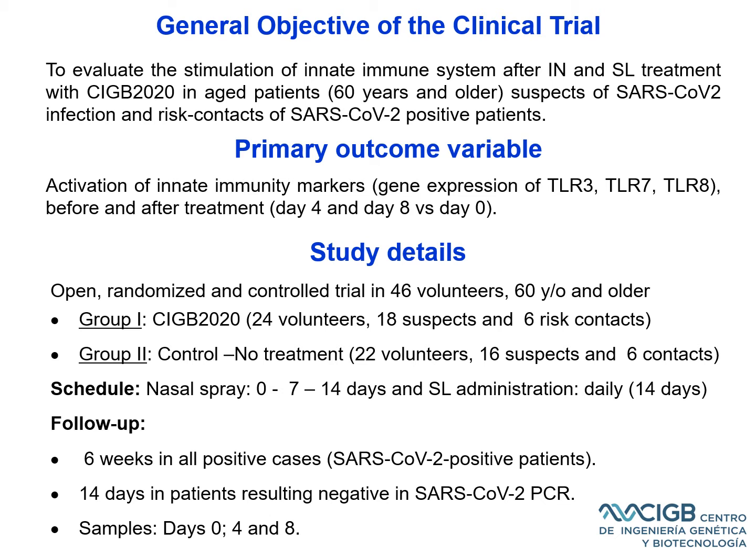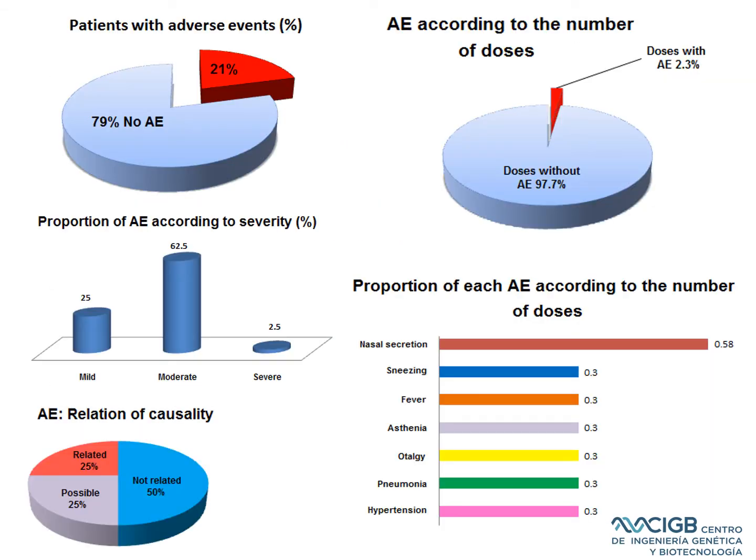The administration schedule that we were using was nasal spray at 0, 7, and 14 days, by nasal route, and daily sublingual administration of the same vaccine formulation containing the two virus-like particles. The volunteers included in this trial were older than 60 years. We were following up these volunteers.